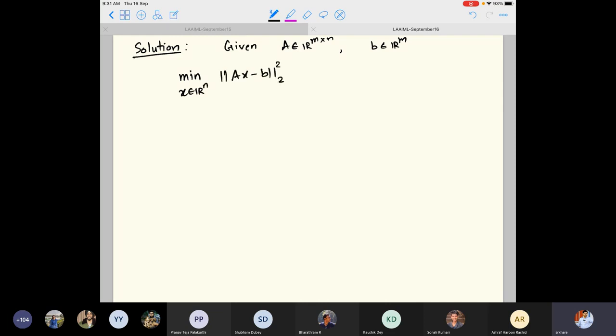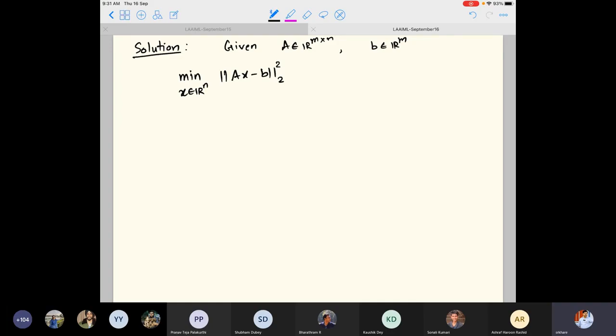I can minimize norm of Ax minus b whole square or norm of Ax minus b. It doesn't matter. I will still get the point at which the minimum value is achieved to be the same point. Calculation wise, sometimes this norm of Ax minus b whole square is easy to handle. So I will just take Ax minus b whole square.